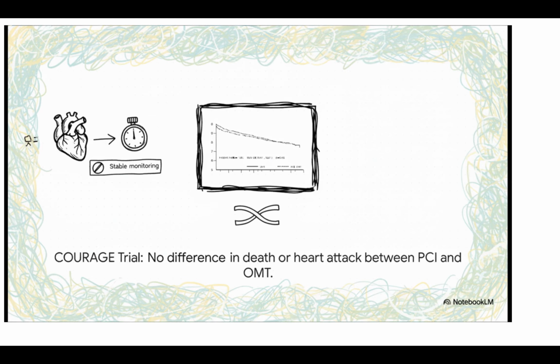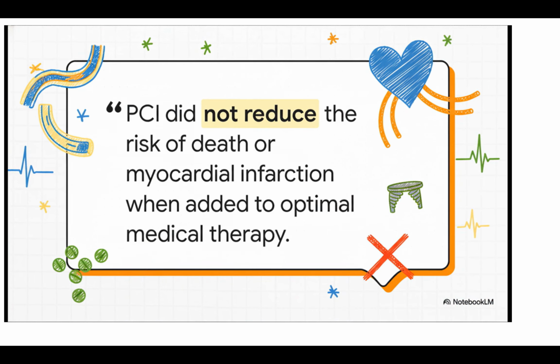And here you have it. These are the results. This graph is tracking the biggest outcomes, death or heart attack, over almost 5 years. Now look at those two lines. One is for the stent group, one is for the medicine-only group. They're practically sitting right on top of each other, almost indistinguishable.